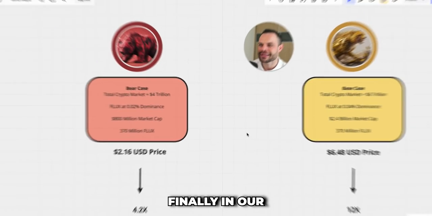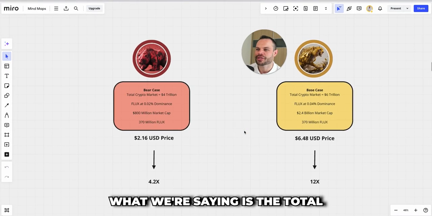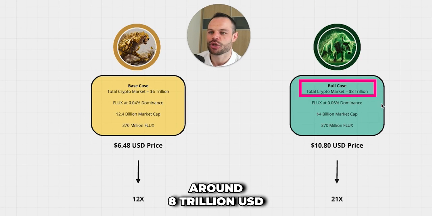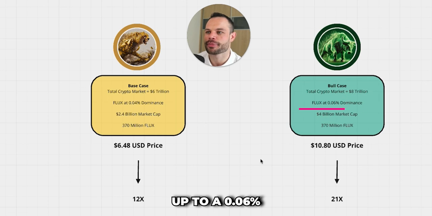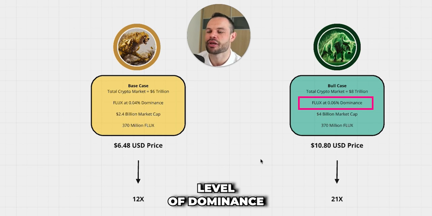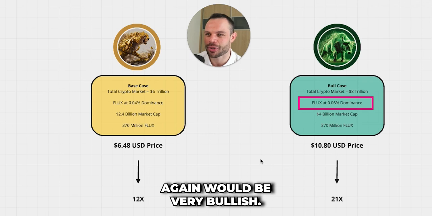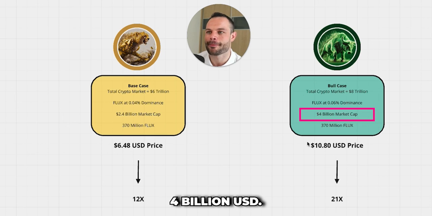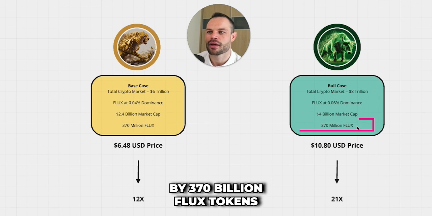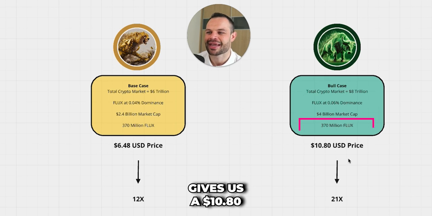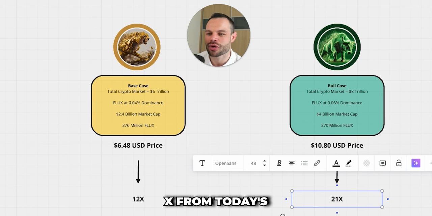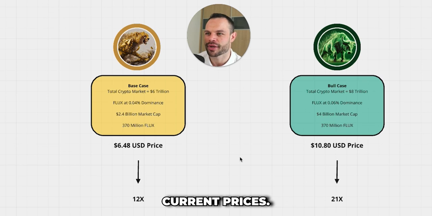Finally, in our most bullish case scenario, what we're saying is the total crypto market cap could peak around $8 trillion if Flux can get all the way up to a 0.06% level of dominance, which in my opinion, again, would be very bullish, but that would give us an overall market cap for Flux of about $4 billion. And again, dividing that by 370 million Flux tokens gives us a $10.80 price target for Flux by the peak of the bull cycle, which is about a 21x from today's current prices.